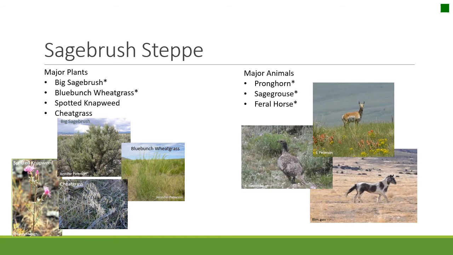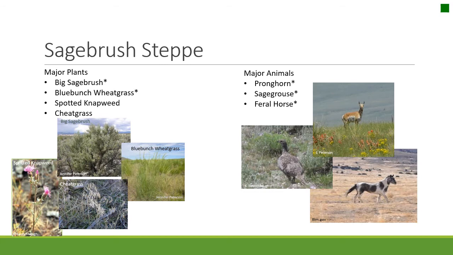Many animals are iconic and are obligates to this ecosystem. One interesting animal is pronghorn. They are common throughout the sagebrush steppe, and they have an ability to digest sagebrush that scientists don't really understand. For some reason, they're able to deal with the terpenes in sagebrush.